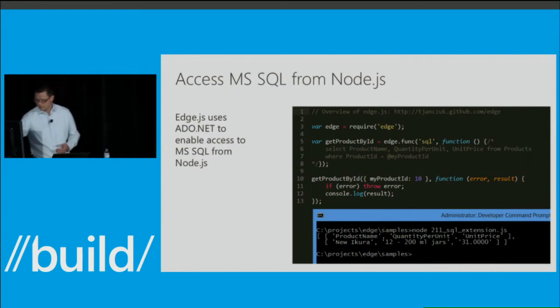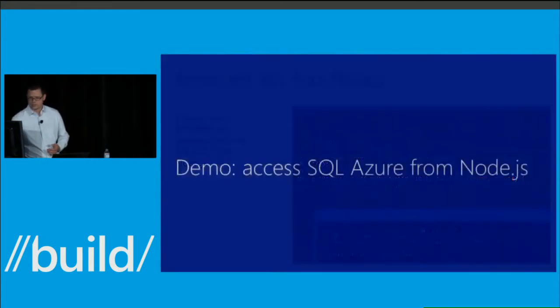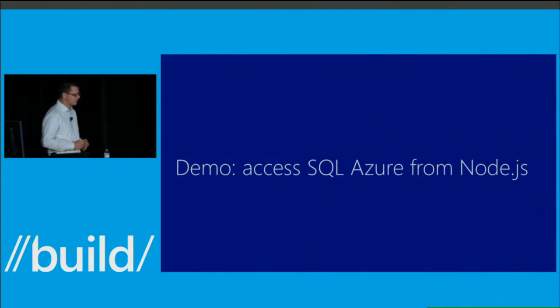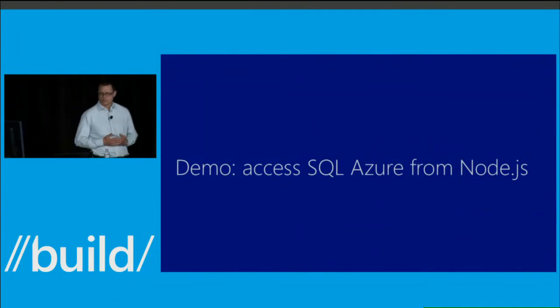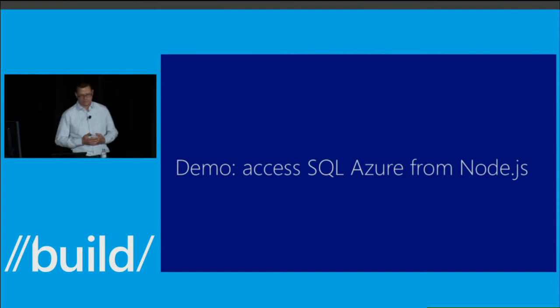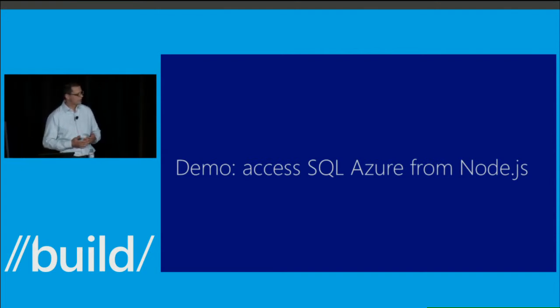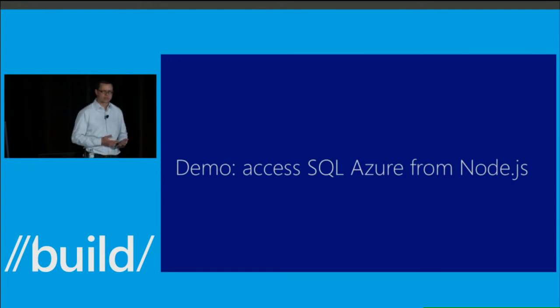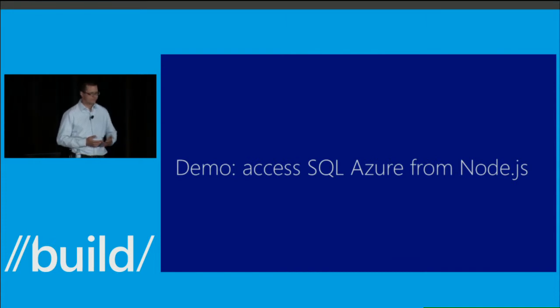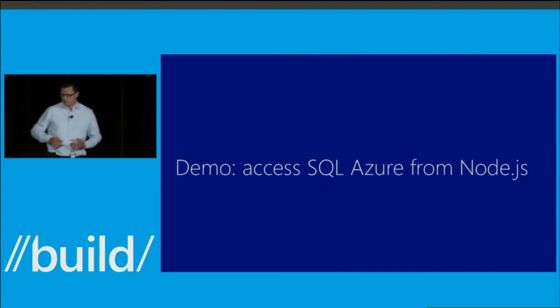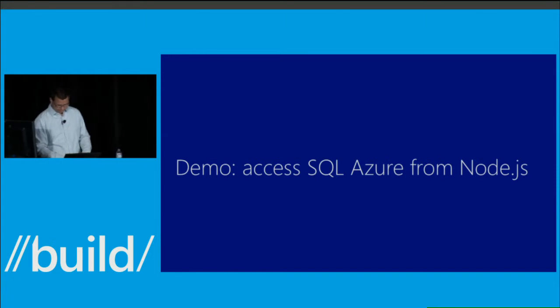So let's have a look at a demonstration of this in the context of SQL Azure. In this demonstration, I'm going to show you a simple Express application that exposes two endpoints. One allows you to enumerate all products in a MS SQL database deployed to SQL Azure. And the other endpoint will allow you to actually query for a very specific product by ID. So let's have a look at that source code.